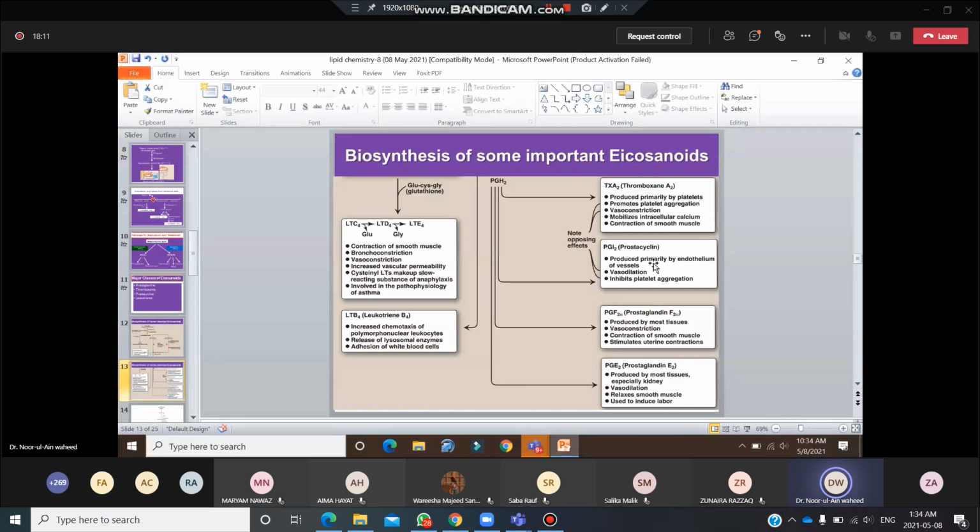Prostaglandin I2 or prostacyclin is produced by the endothelium of the vessels, the endothelial cells of the blood vessels. They cause vasodilation. The action is opposite. PGI2 and thromboxane A2 have opposing effects. One causes vasodilation, the other vasoconstriction. One inhibits platelet aggregation and the other promotes platelet aggregation.